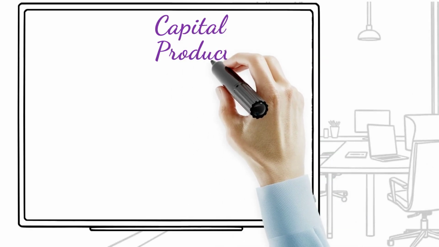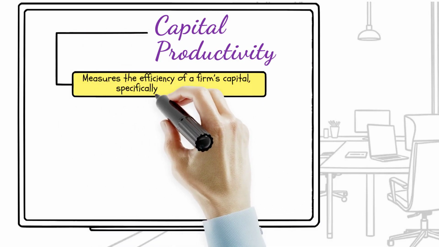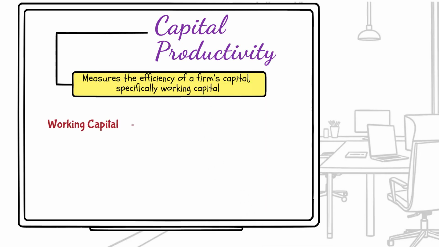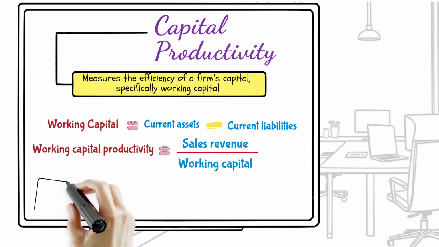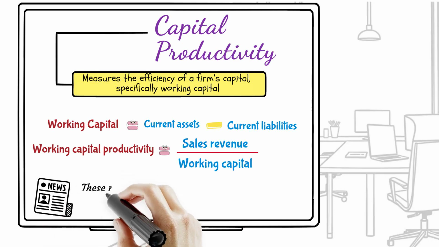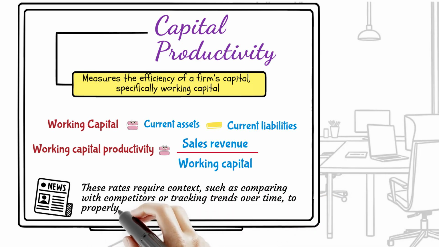Capital productivity. Capital productivity measures the efficiency of a firm's capital, specifically working capital. Working capital equals current assets minus current liabilities. Its productivity is calculated as sales revenue divided by working capital. These rates require context, such as comparing with competitors or tracking trends over time, to properly evaluate business performance.